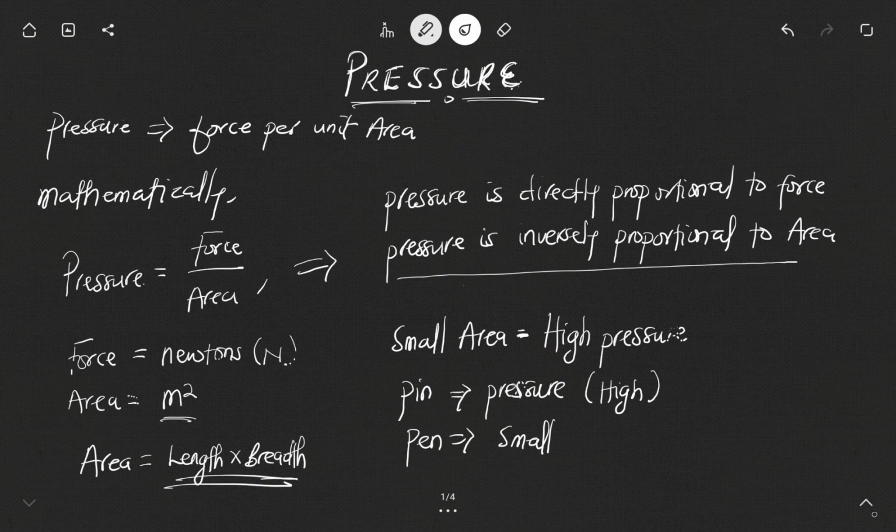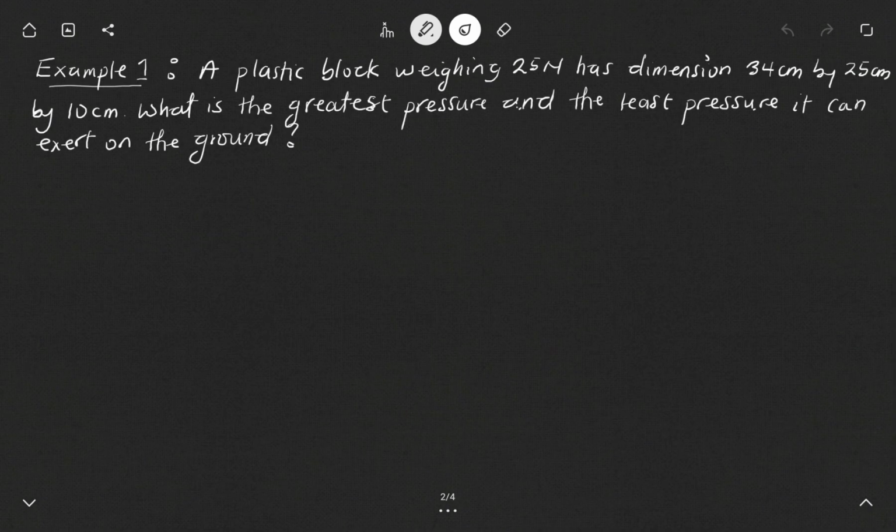So let's have a look at the first example we have for this tutorial. We have a plastic block weighing 25 newtons, with dimensions 34 centimeters by 25 centimeters by 10 centimeters. What is the greatest pressure and the least pressure it can exert on the ground? So let's have a look at the solution to this problem.